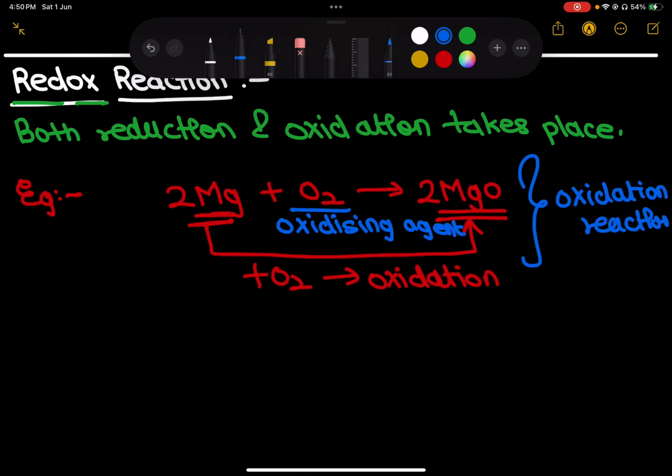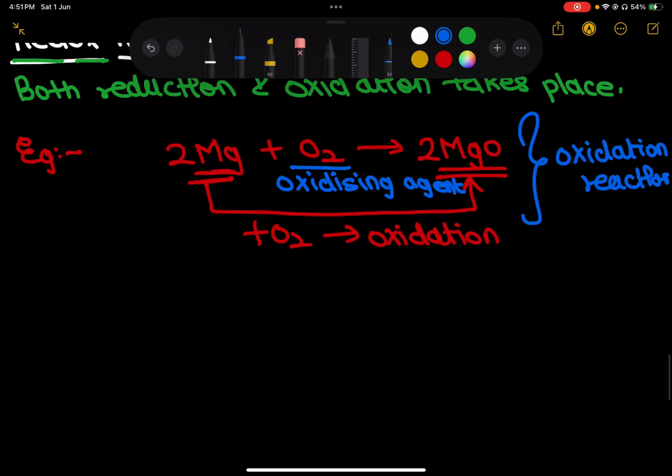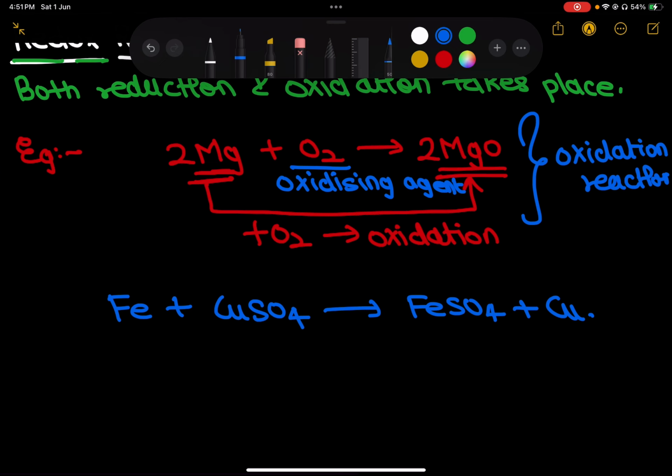So a redox reaction, see, Fe, again a very famous reaction: Fe plus CuSO4 gives FeSO4 plus Cu. Now here put the charges. For example here Fe has 0 charge, right? Cu has 2 plus charge, SO4 2 minus, Fe 2 plus, SO4 2 minus, and here 0. Now using the concept of electrons.